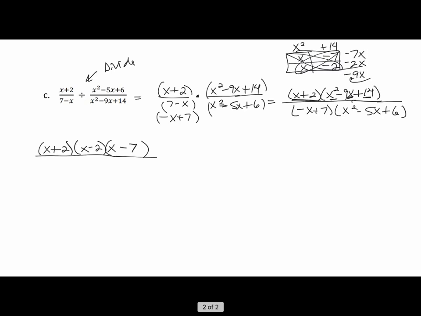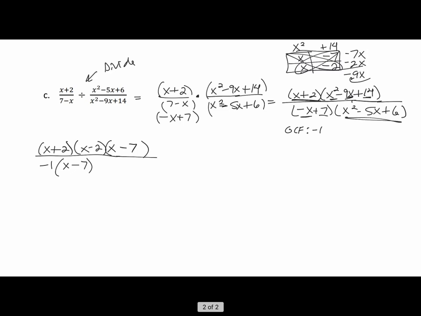Now let's look at the denominator. Our first factor, there's a negative, so that means we must factor out a negative 1. So negative 1 there. And divide, so it's going to change those signs to a positive x and a negative 7.